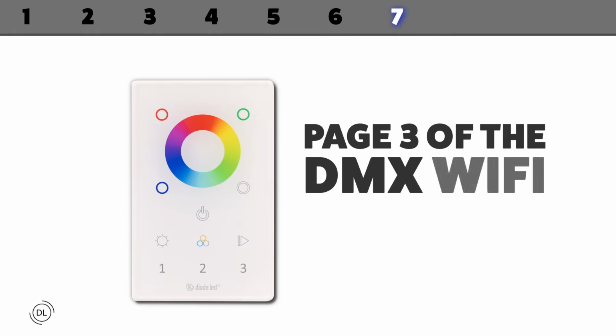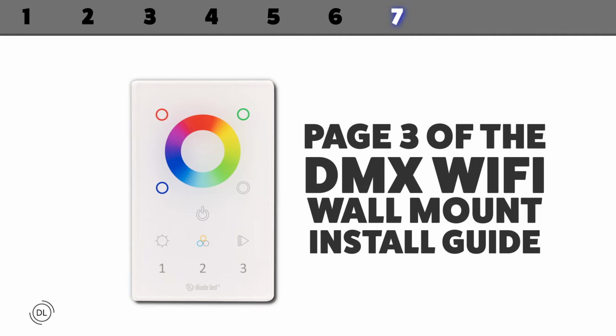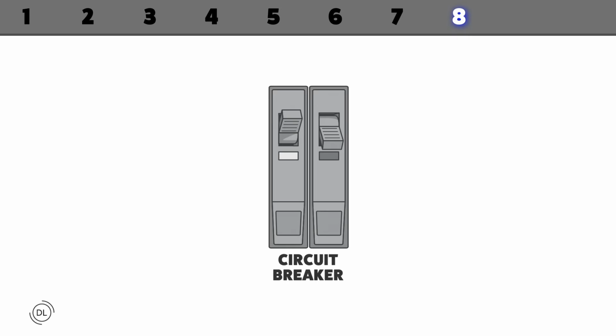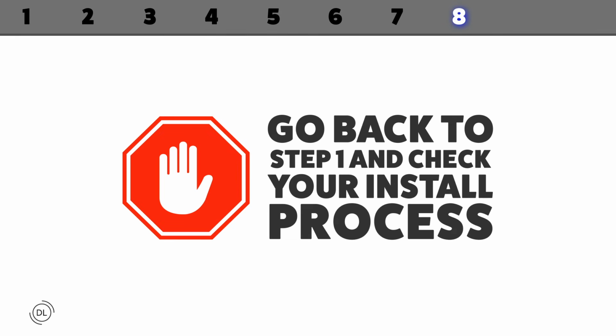If you want to see the preset dynamic scenes, please see page 3 of the DMX Wi-Fi wall mount installation guide. These scenes include color fades and skips. 8. Turn power on at the circuit breaker. This allows you to test that each DMX decoder and light fixture turns on. If it does not, something is not connected correctly.